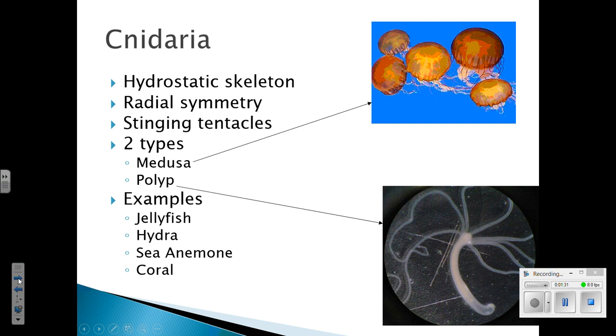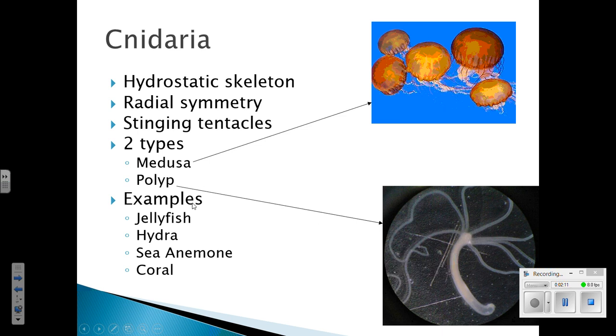Cnidaria, when you see the word cnidaria, which has a silent C, what I want you to think is stinging. They are the ones that can sting you. So it has a hydrostatic skeleton. It is radial symmetry, which means you can cut it like a pie, and the pieces will all be mostly equal. So like a jellyfish, you'd be able to cut this top portion like a pie because it's circular. Okay, and it's got stinging tentacles, and it comes in two forms: the medusa, which is the adult form, and the polyp, which is usually like the larva form or the infant form of some kind.